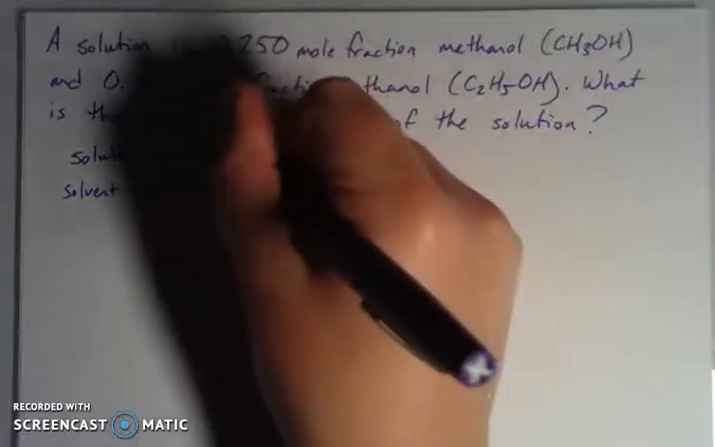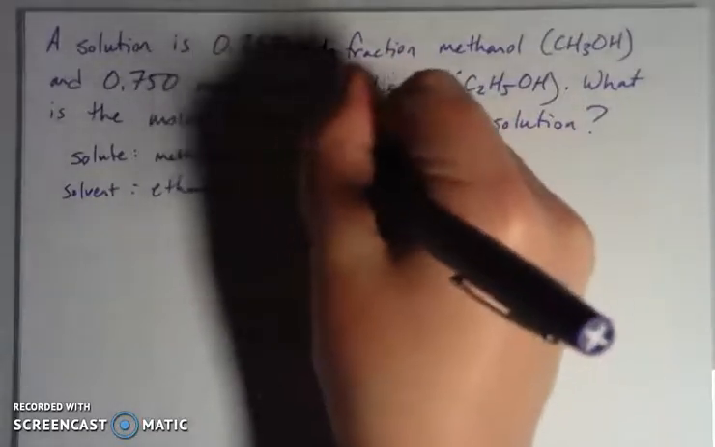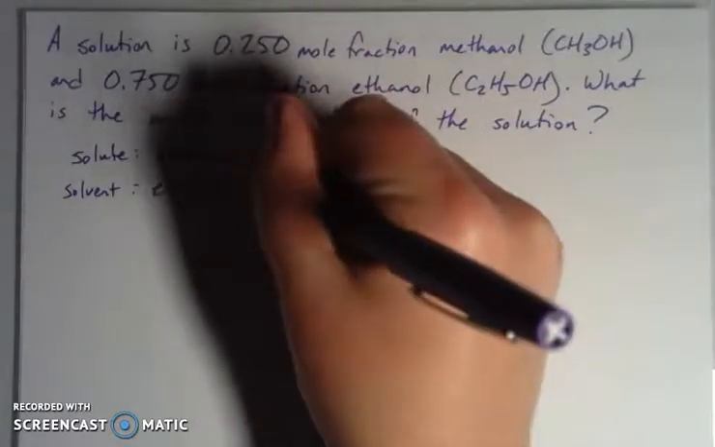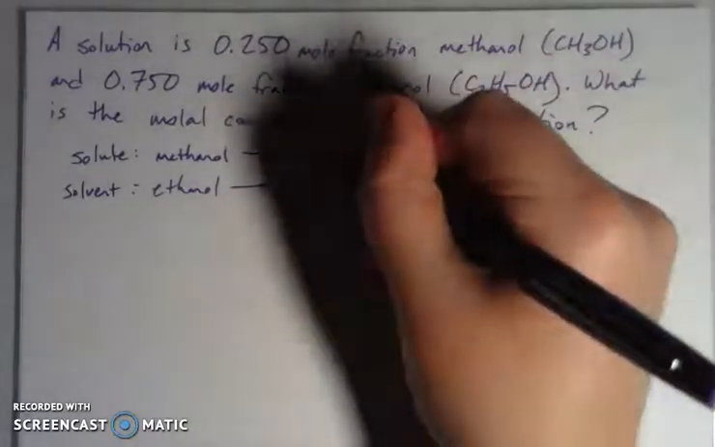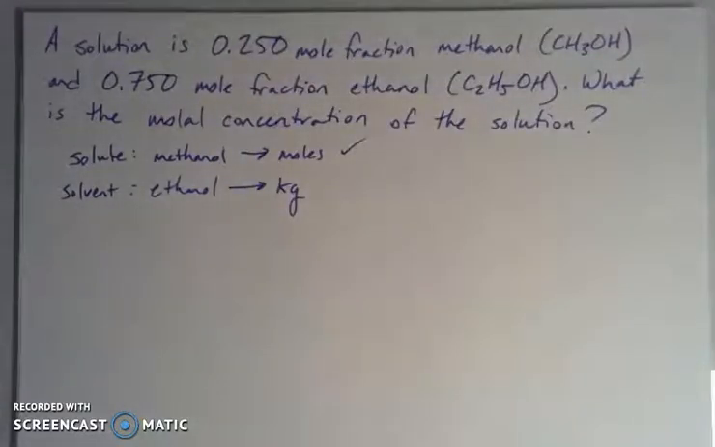So for my solute, I need moles. And for my solvent, I need kilograms. The good news is I already have moles of my methanol, right? This is my mole fraction, so 0.250 of this is this many moles. If we just think about this as 1, then that's the number of moles that we have, so that's good. We're good to go there, so check. Now we need to figure out kilograms of ethanol.